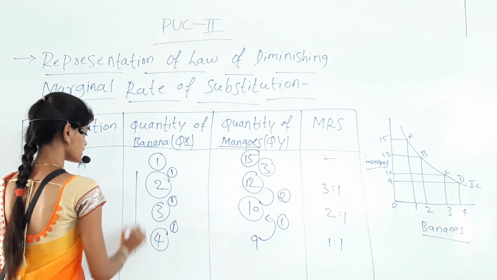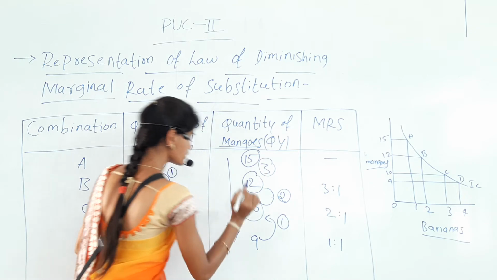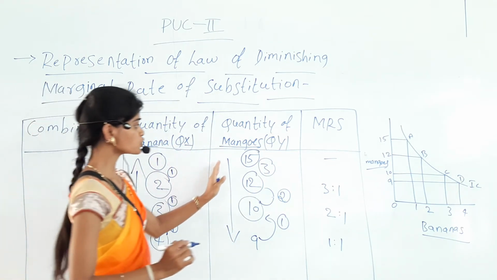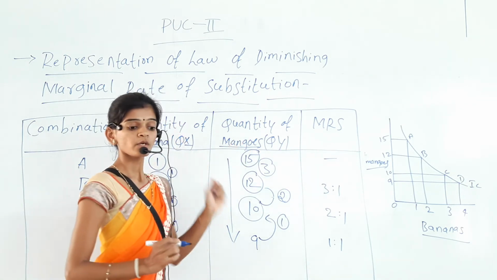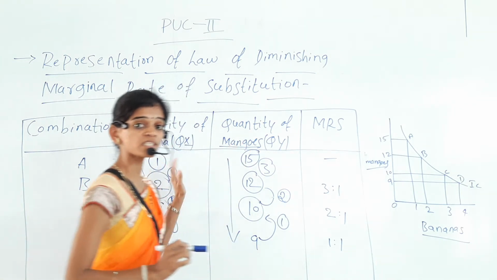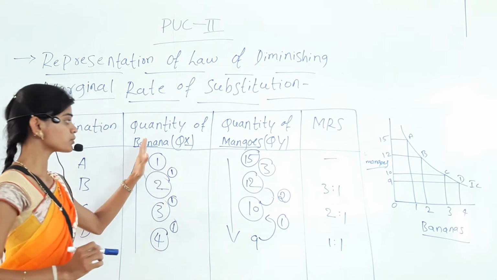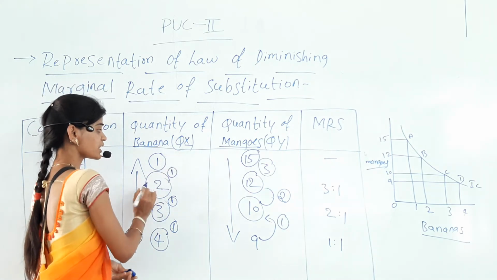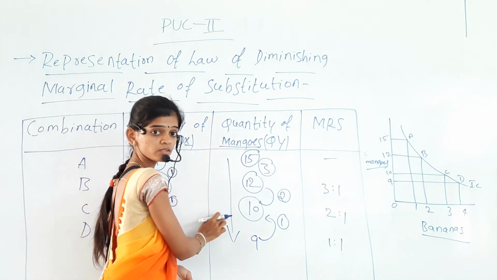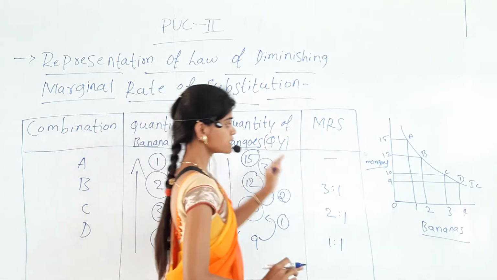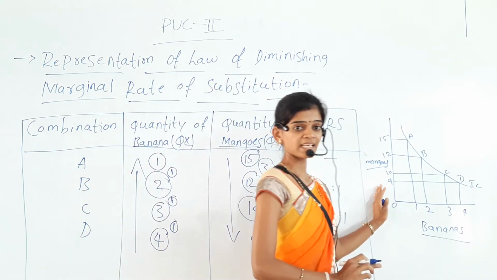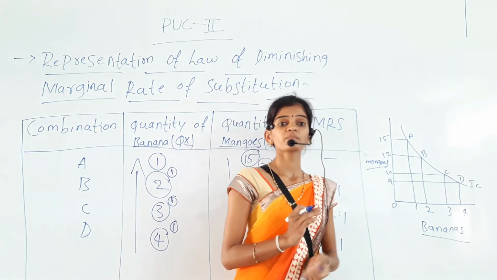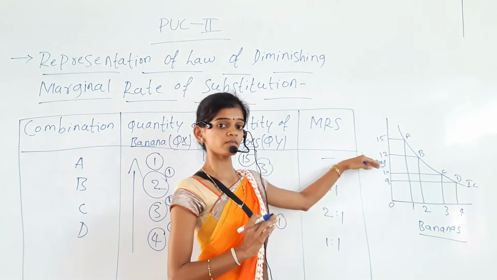Why is the quantity of banana increasing? Why is the quantity of mangoes decreasing? According to his income, he wants to utilize both banana and mango. That's why he wants to add an extra unit of banana, and then he has to forgo some mango. Let us see the graphical representation of the IC. IC means different goods that give a consumer the same level of satisfaction.